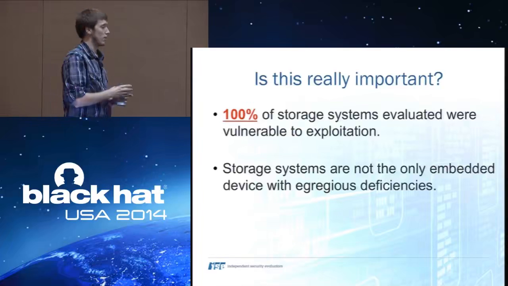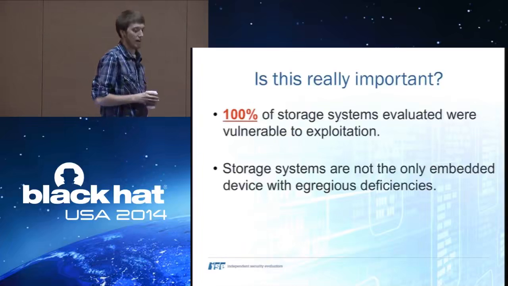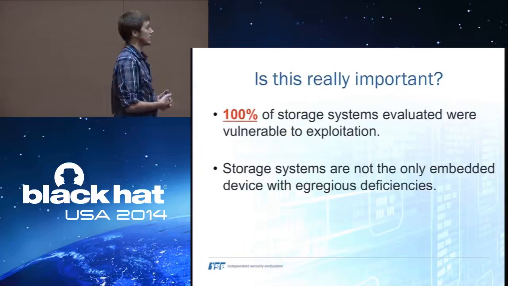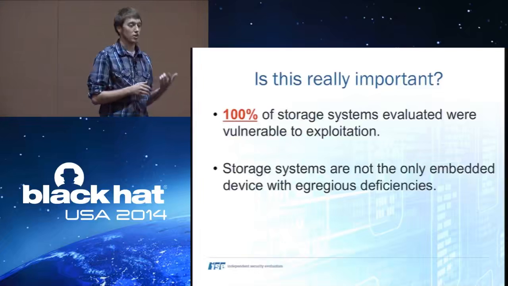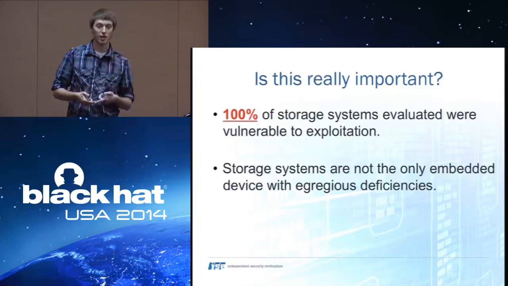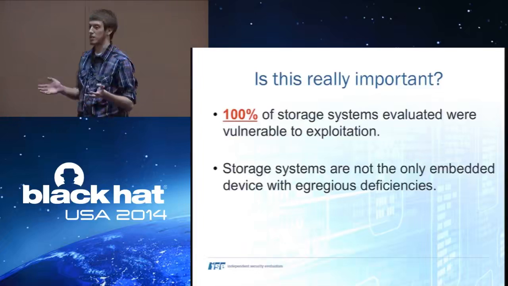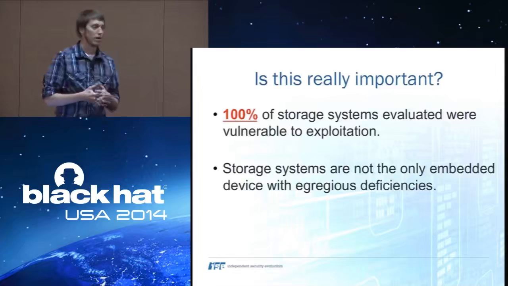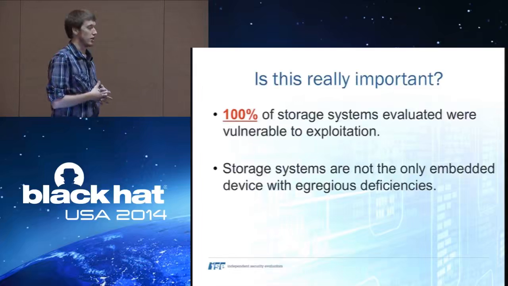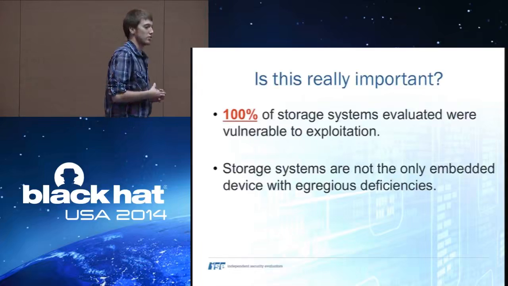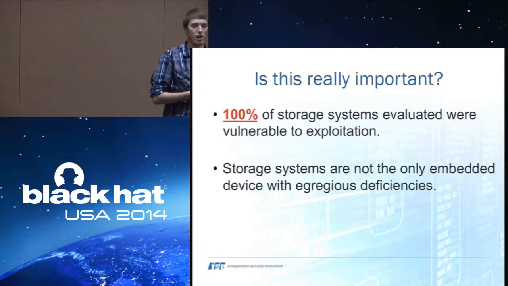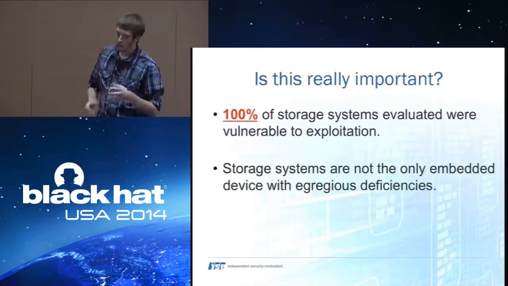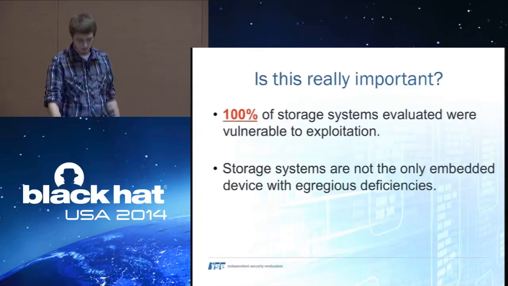And storage systems are not the only embedded device that have gaping holes or system deficiencies. As demonstrated by Craig Heffner last year here at Black Hat, he talked about IP cameras and how they were incredibly vulnerable to attack. I also put out substantial research last year discussing the insecurities of SOHO routers, where I published 56 CVE numbers for various vulnerabilities across like 12 devices.